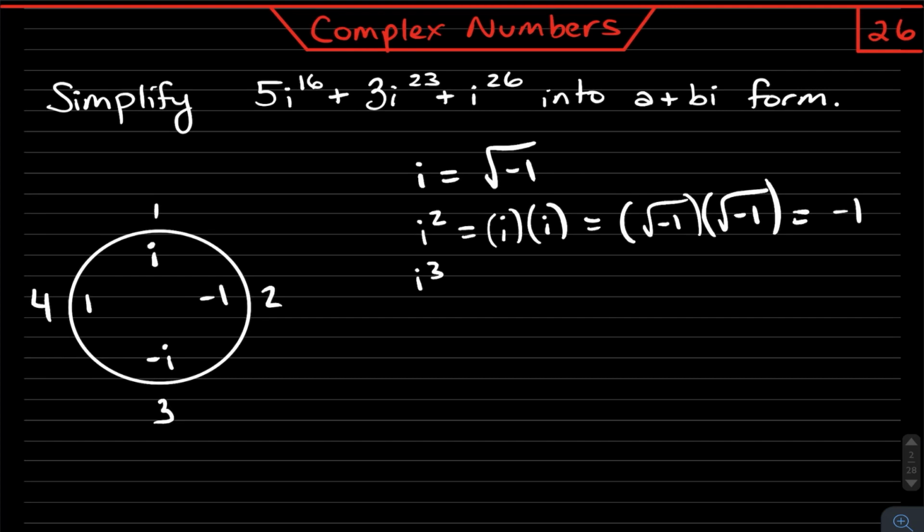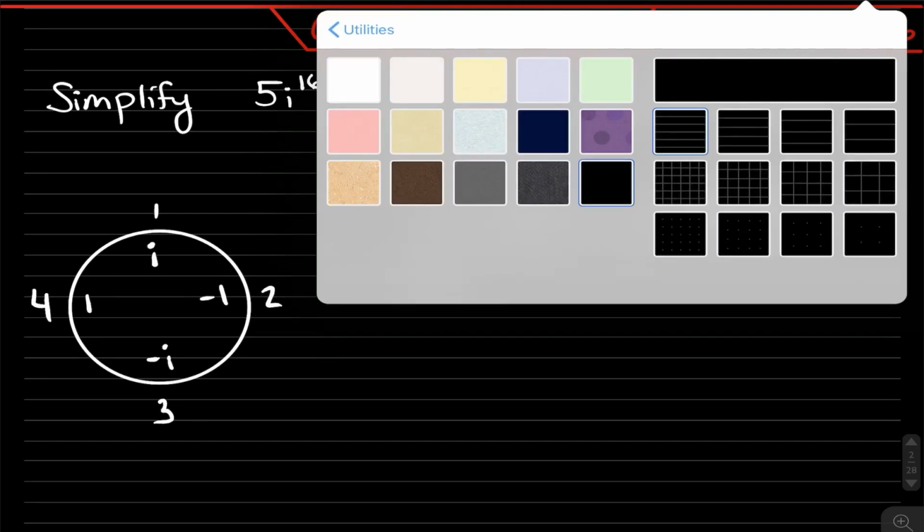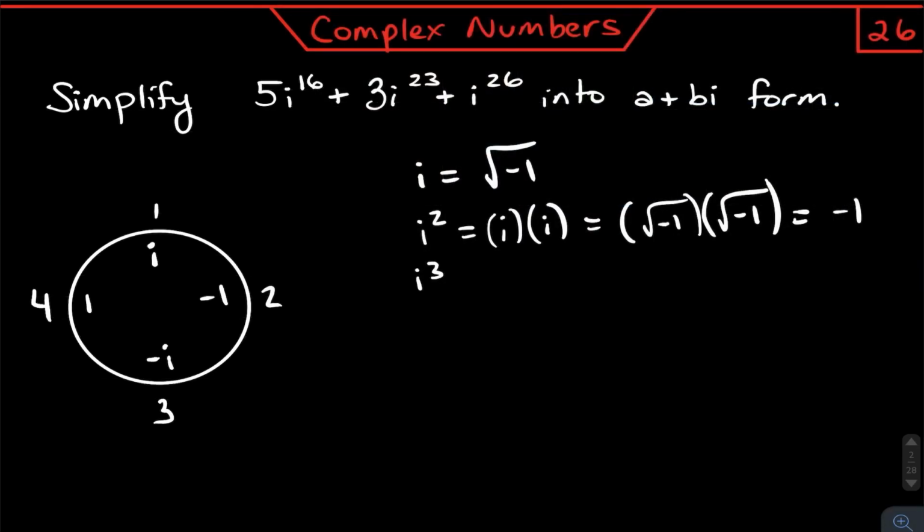Guys, let me know in the comments if you like it better like this or if you like it better with the lines. I think for now I'm going to do it without. Anyways, for i cubed, you are just multiplying i squared by i. We know that i squared is -1, and i is the square root of -1, or we could just leave that as i, and so we get that i cubed is -i.